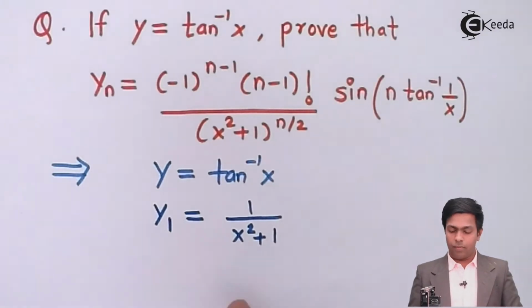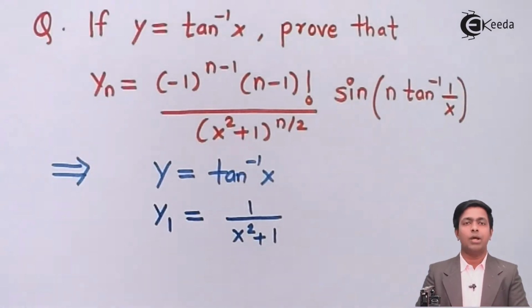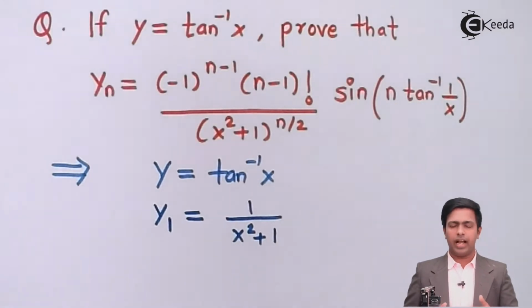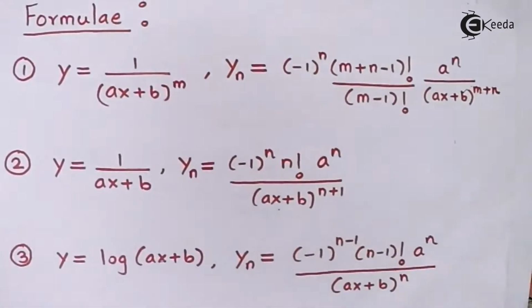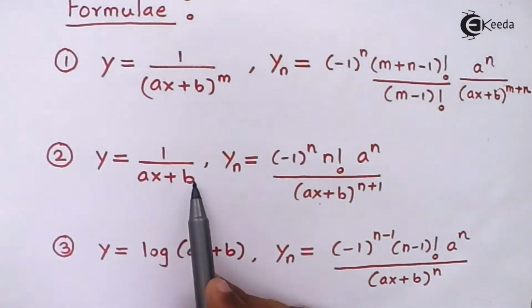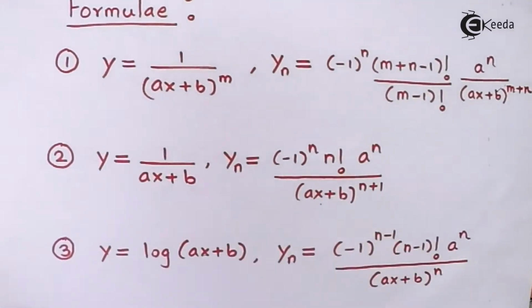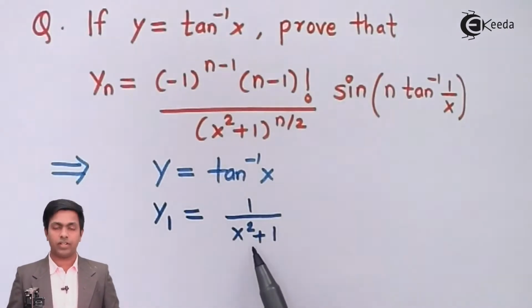Now guys, if you check the formulas for the nth derivative, we do not have a formula to find the nth derivative of 1 upon x square plus 1 directly. But if I convert that 1 upon x square plus 1 into linear factors, then definitely we have a formula to find the nth derivative. On the screen you can see the formula. If I convert that factor into this form, that is 1 upon ax plus b, then I can use this formula to find the nth derivative. So here I will convert the given function into that form.